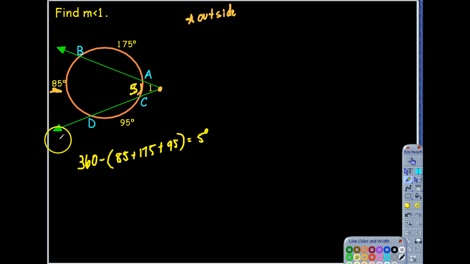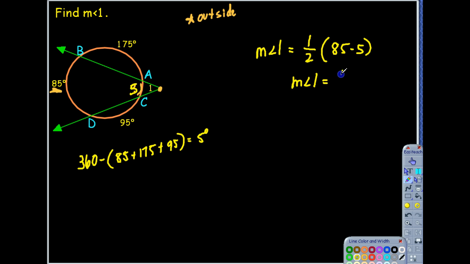Okay, so now how do I find angle 1? To find the measure of angle 1, I'm going to do half of the difference of those 2 arcs, so 85 minus 5. So I'm going to do half of 80, which is going to give me 40.